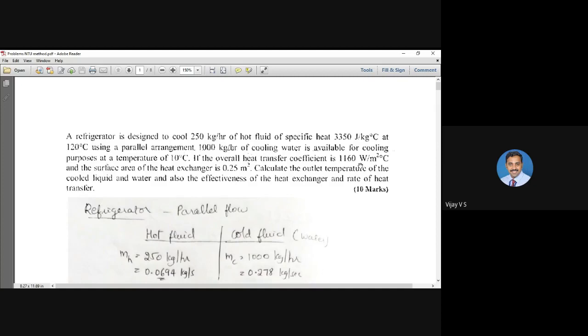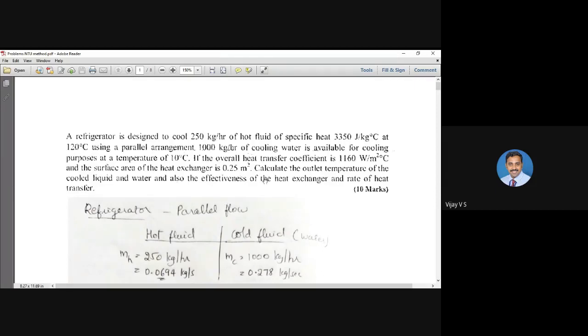If the overall heat transfer coefficient is 1160, and the surface area of the heat exchanger is 0.25, calculate the outlet temperature of the cooling liquid and water, and also the effectiveness of the heat exchanger and the rate of heat transfer. Okay, so this is a 10 marks problem.